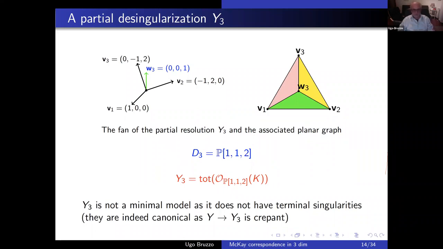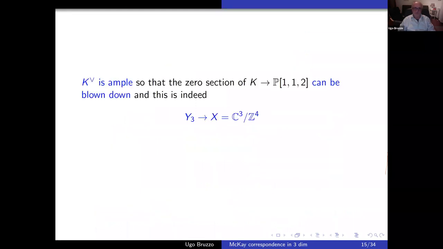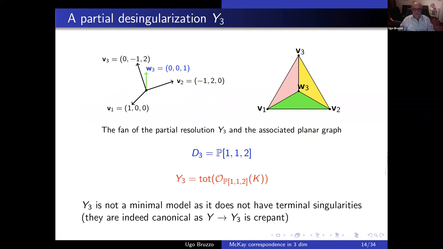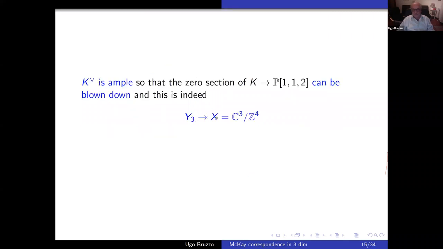So, of course, Y3 is not a minimal model, in particular, it is not a desingularization. This is related to the fact, contained in an old paper by Grauert, which shows that if you have on a variety a vector bundle whose dual is ample, then the zero section of the original vector bundle is an exceptional locus. It can be contracted. And indeed, this is what happens in our case. The dual of K is actually ample. So you apply this idea and you get exactly the blowdown. Just a side remark.